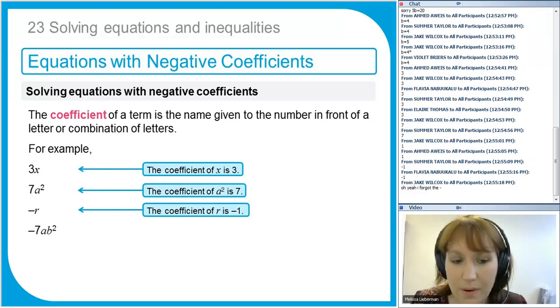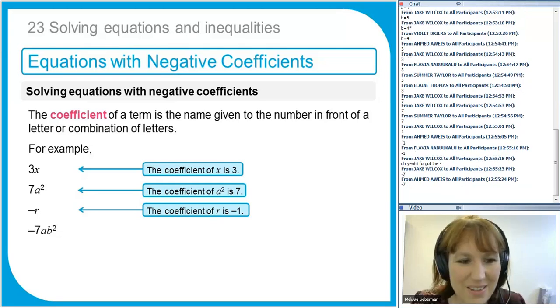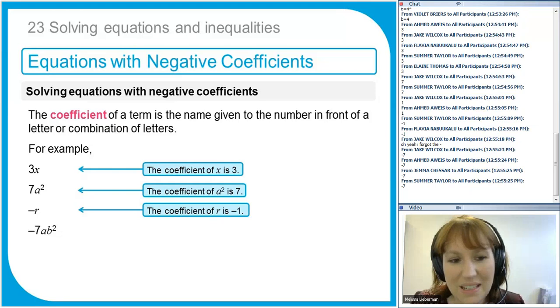And how about the last one, -7ab squared? What's the coefficient there? Yeah, so if it was just r, then the coefficient would be 1, but if it's minus r, the coefficient is -1.